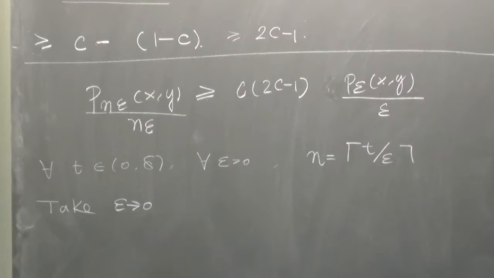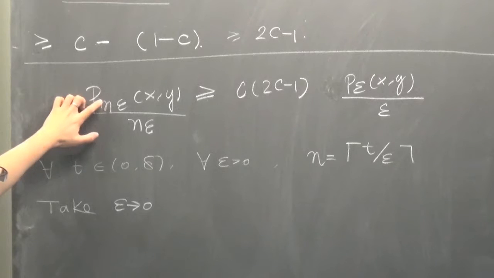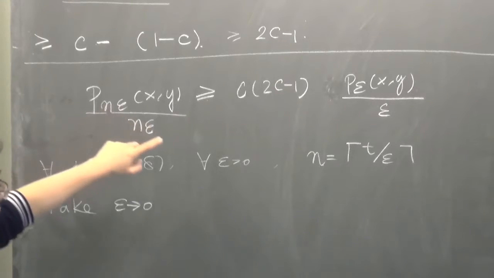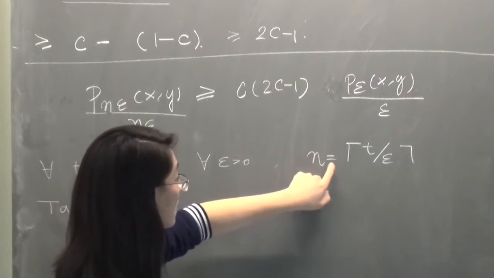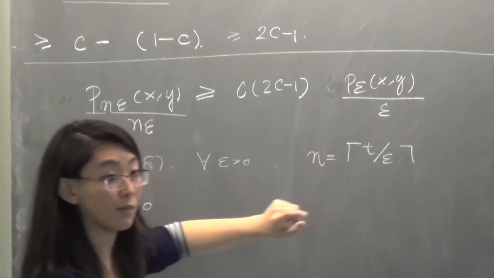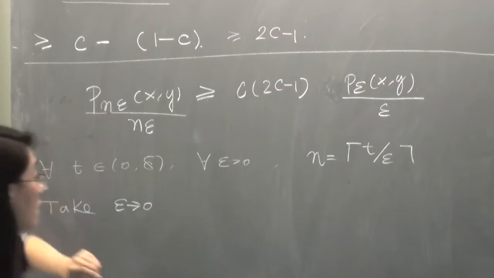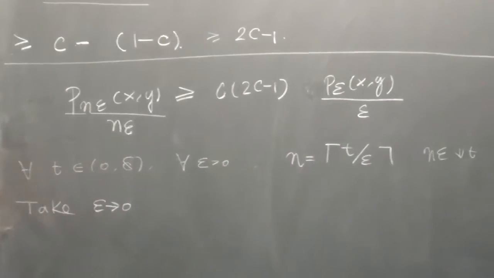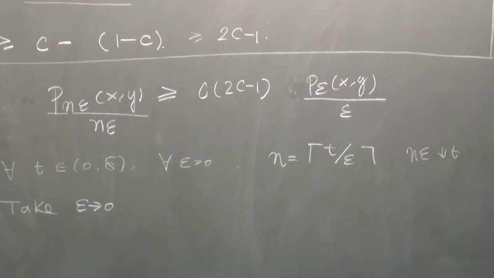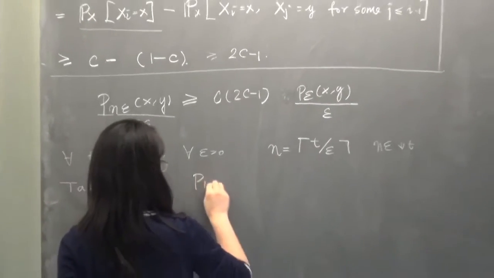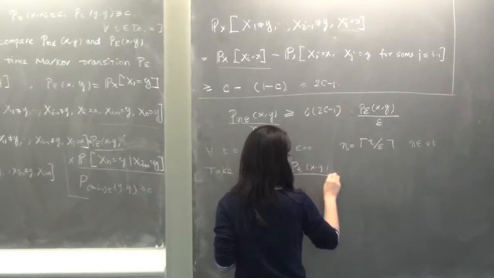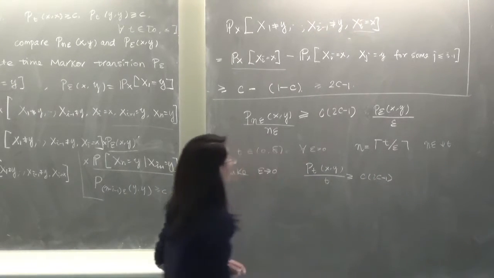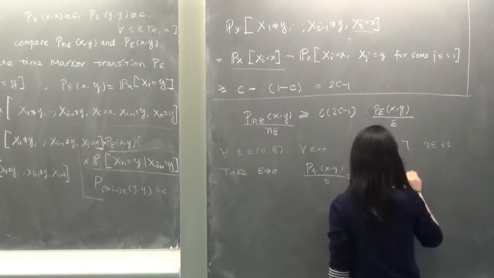What we have is the left-hand side will converge to pt over t, because n epsilon is the integer such that n epsilon is greater than t, and we have right continuity of the semigroup. So we know that as epsilon goes to 0, this n epsilon goes to t, so this p n epsilon goes to pt. And for here, we can take limit sup.